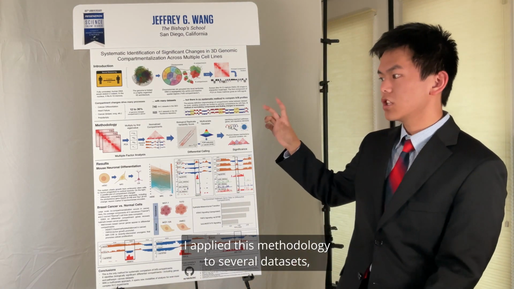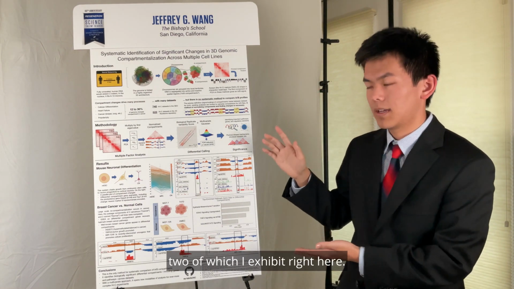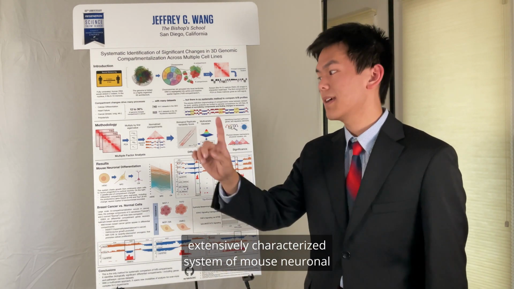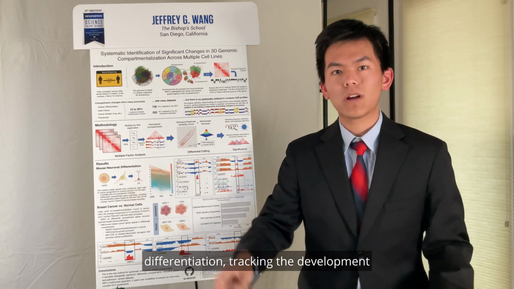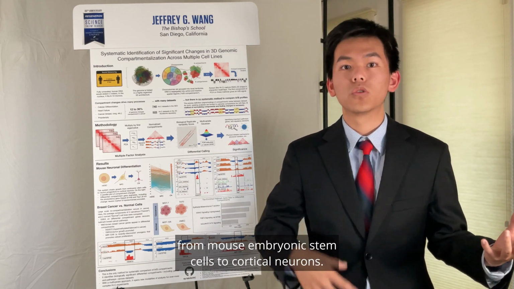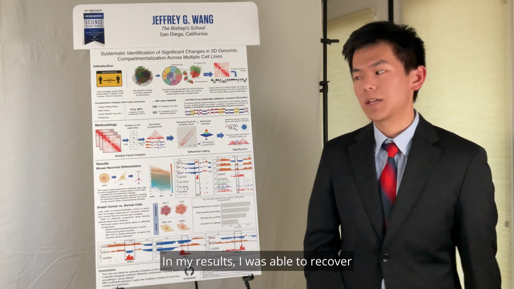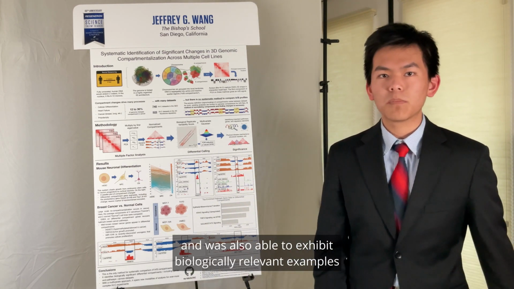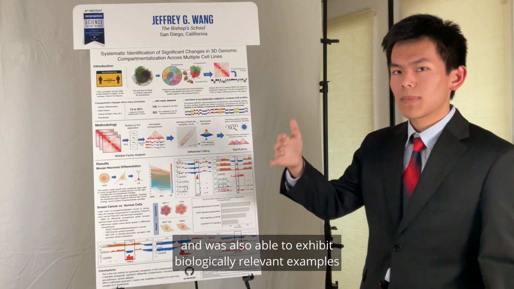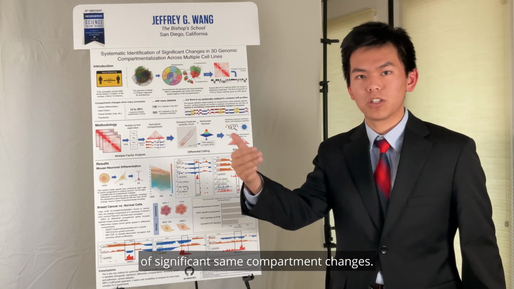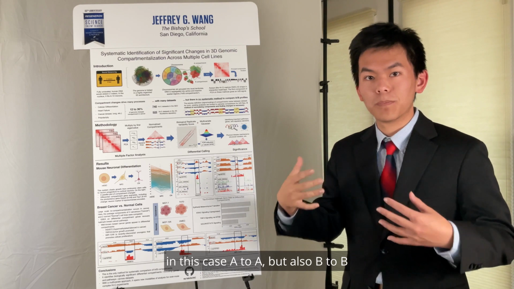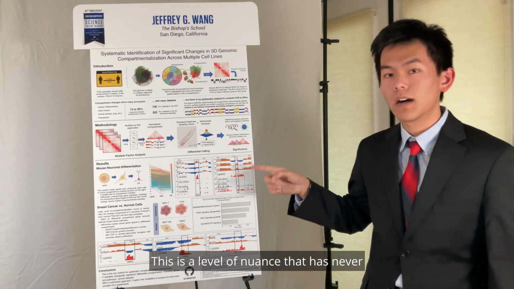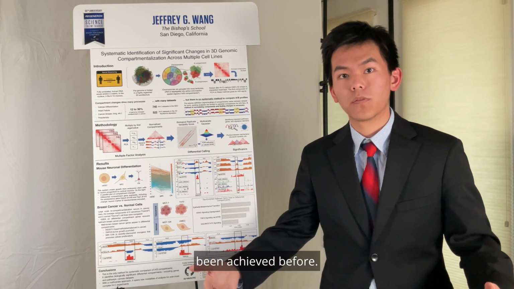I applied this methodology to several datasets, 2 of which I exhibit right here. The first of these is a gold standard, extensively characterized system of mouse neuronal differentiation, tracking the development from mouse embryonic stem cells to cortical neurons. In my results, I was able to recover existing confirmed compartment changes in literature, and was also able to exhibit biologically relevant examples of significant same compartment changes, in this case A to A, but also B to B, that correspond with levels of gene expression. This is a level of nuance that has never been achieved before.